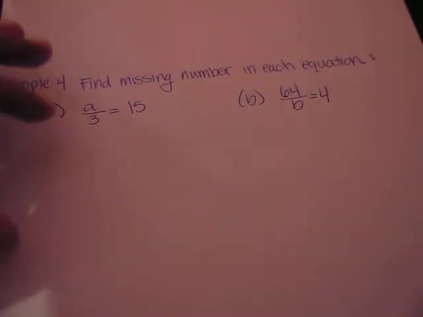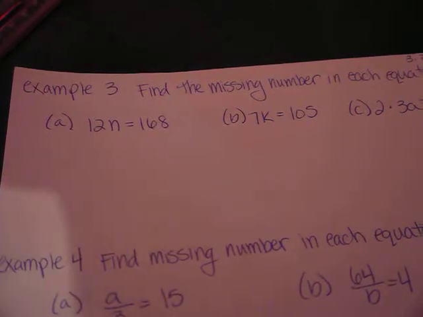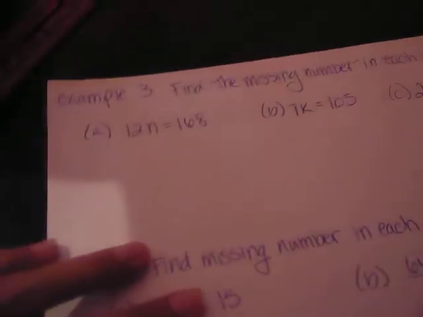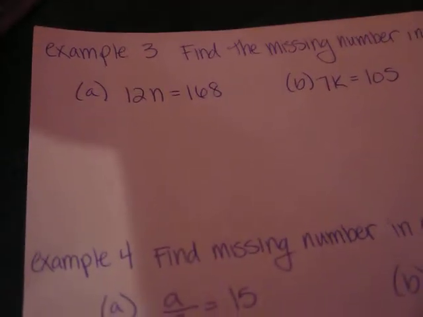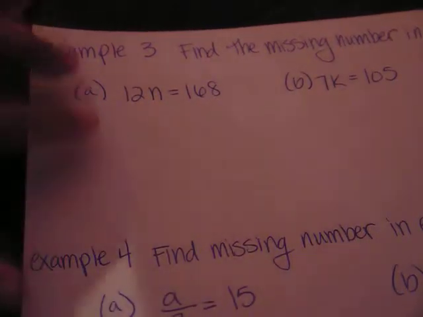And we're going to go to the next page, example 3. More missing numbers. Now we're in multiplication and division. Okay. A isn't too terrible. C might be a little funky for you, a little different. So that'll be exciting.